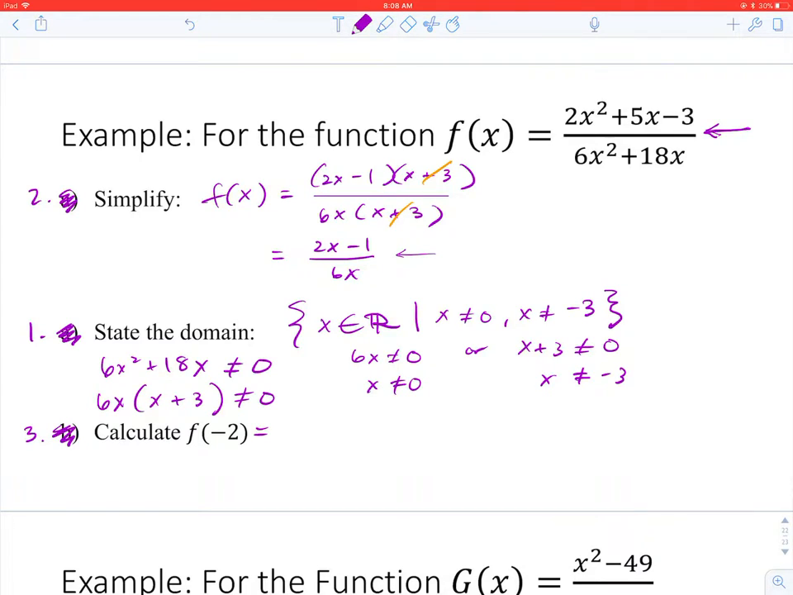Okay, so now for evaluating the rational function at x equals -2, because -2 we can see is in the domain of this rational function, we can actually substitute -2 into the simplified version of the rational function. So that'll be -5 over -12, which the negatives will cancel, and that's just 5/12. But if we were to substitute -2 up here in the original function, we would also get 5/12.